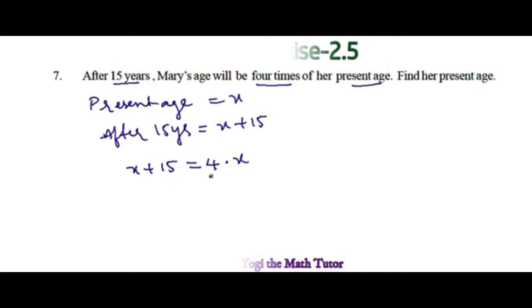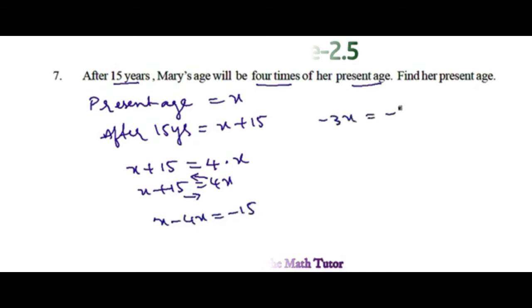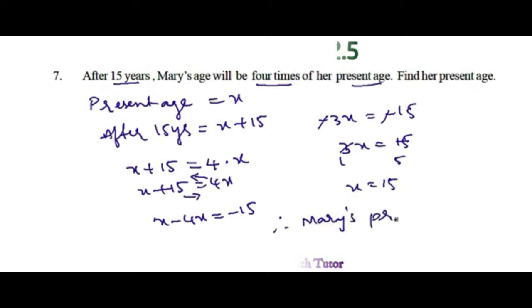Present age is x. Now this is the equation: x plus 15 is equal to 4 times x. Now transfer the 4x to the left side and the number to the right side. Then x minus 4x is equal to minus 15. Then minus 3 times x is equal to minus 15. Then cancel the negative. Then 3x is equal to 15, so x is equal to 5. What is this x? That is Mary's present age. So therefore Mary's present age is equal to 5 years.